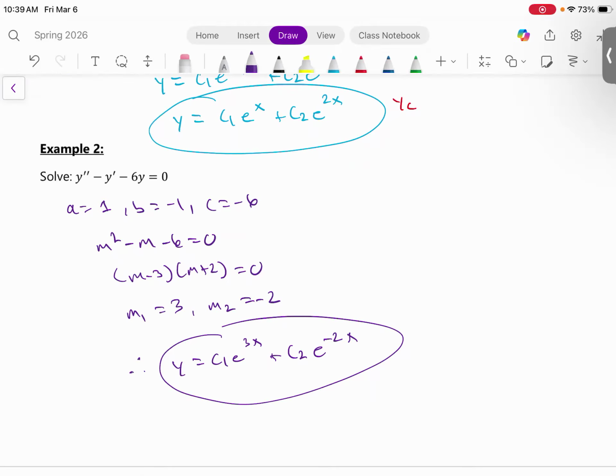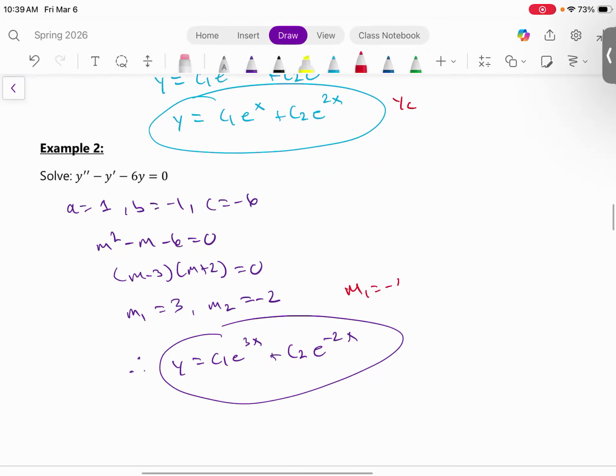And that's our answer. So it's okay if you wrote m1 equals negative 2, and m2 equals 3, vice versa. It doesn't matter however you write them or which one's your m1, m2, just as long as they're both accounted for. Because it's just a constant attached to them, and the constant could be anything.